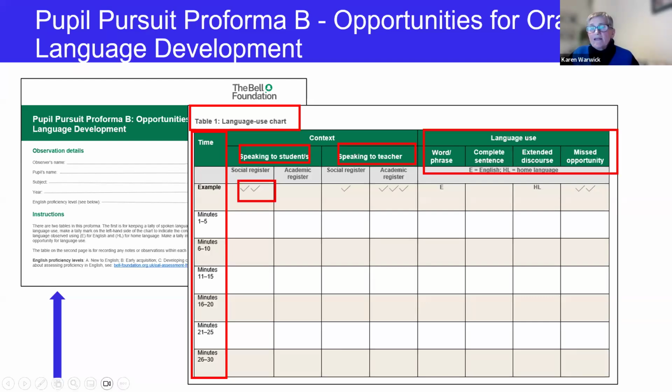And then on the right hand column, there's a space there for you to record the type of language used. So, if the language used is in English or in home language. Again, we've got the final column, which is an area where, if there's any missed opportunities, to record any observation of language use.